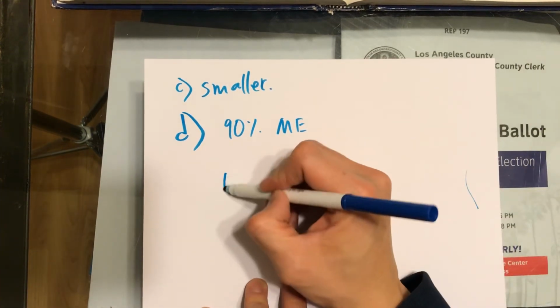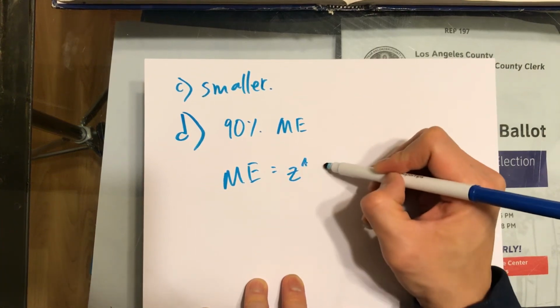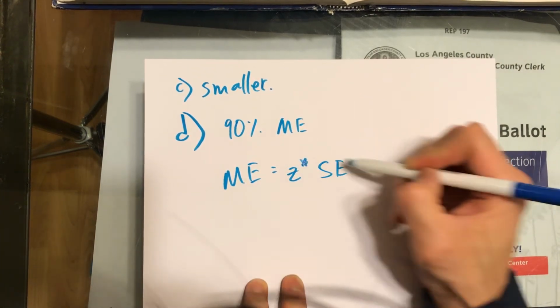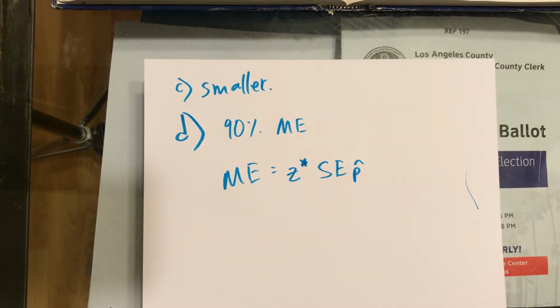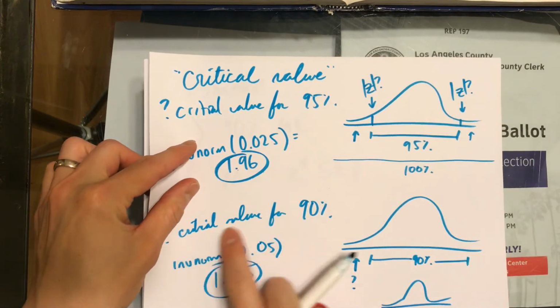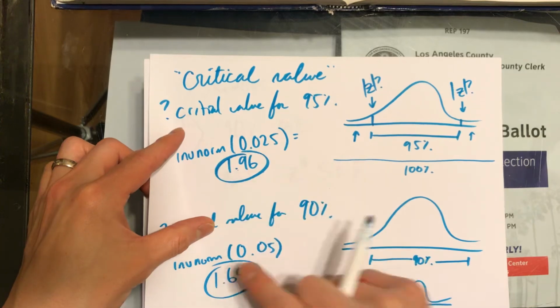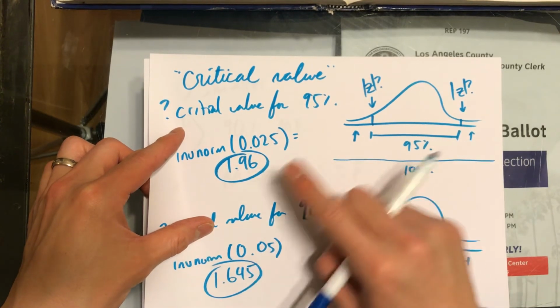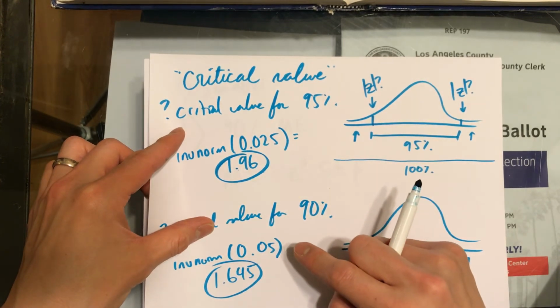Okay. So margin of error, same thing, equals the critical value times the standard error of your p hat. So we established a couple of sheets ago that the critical value for 90%, and by the way, you can always calculate these using inverse norm, but we're going to be using many of these over and over.